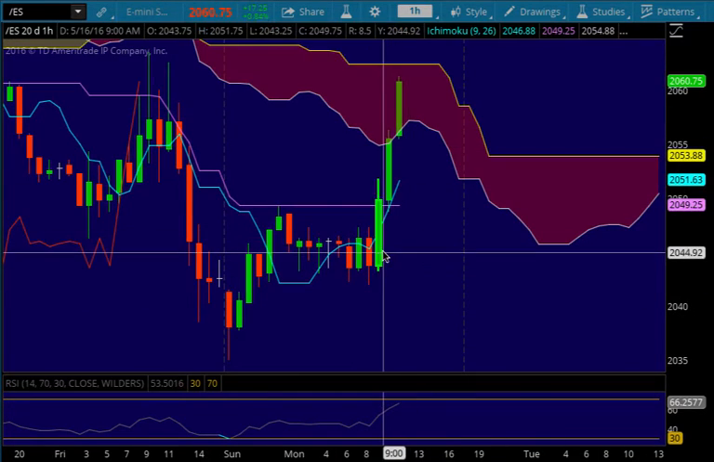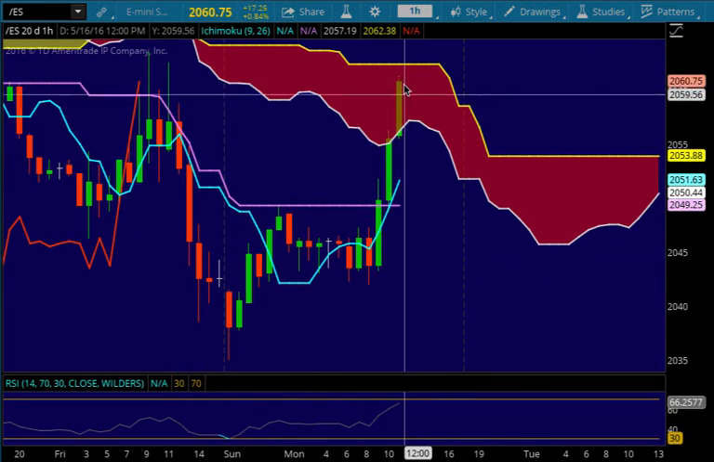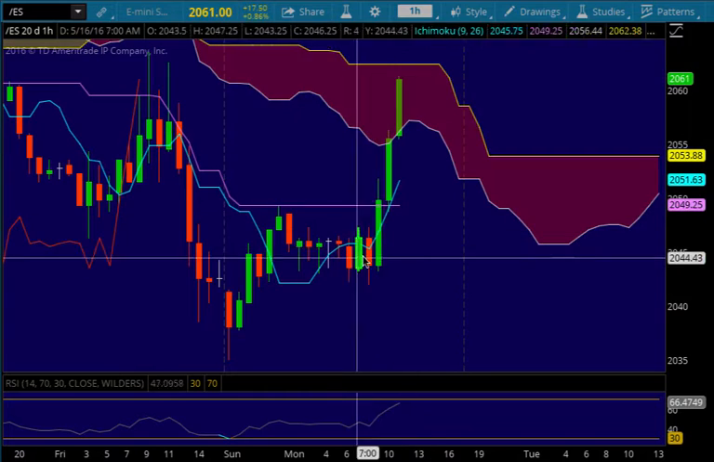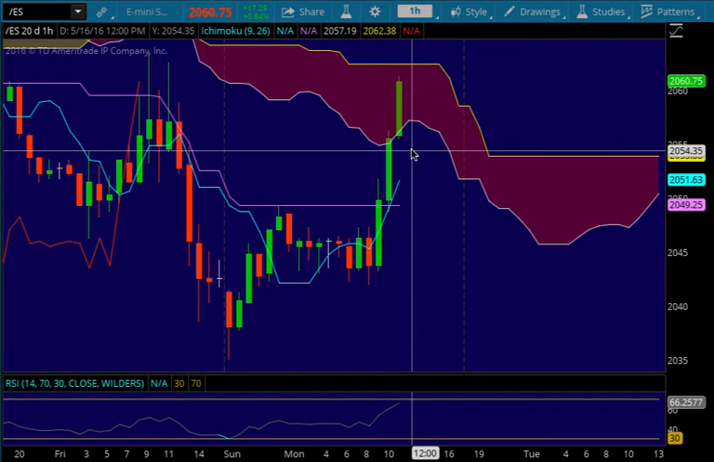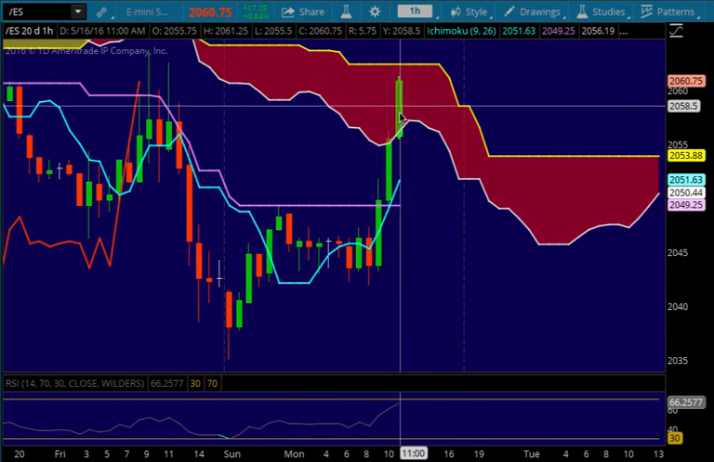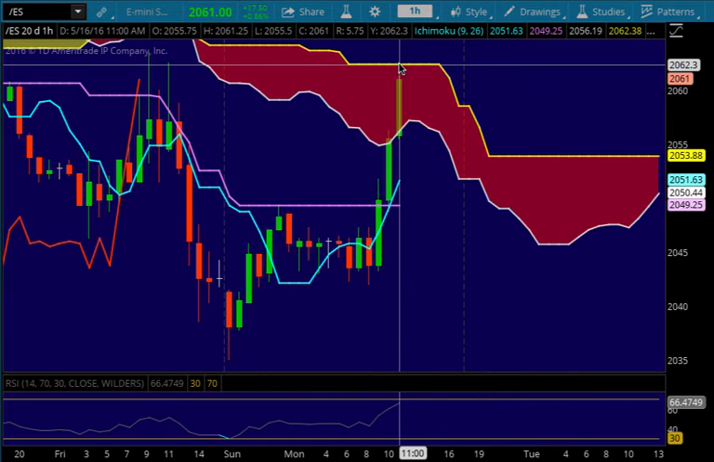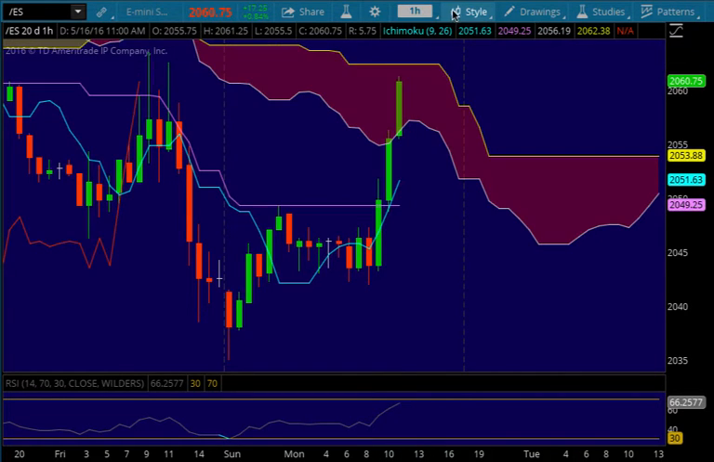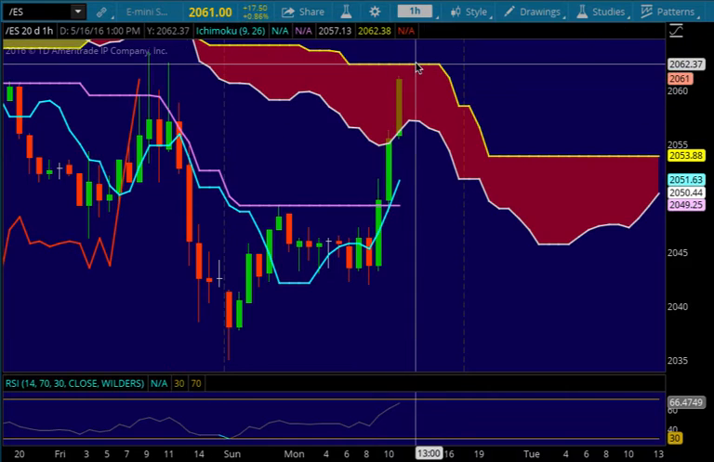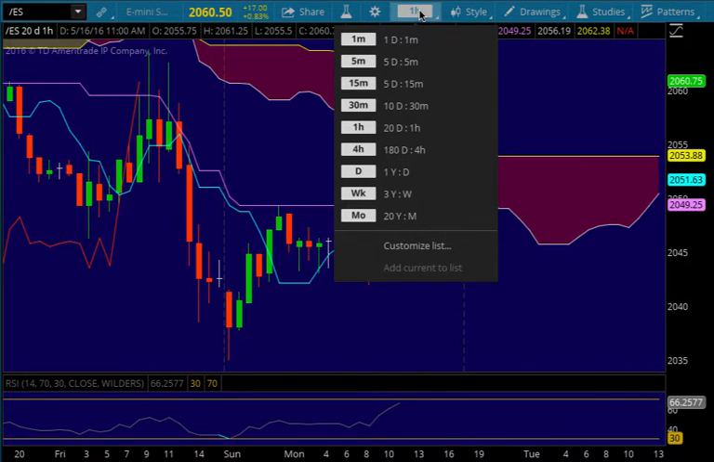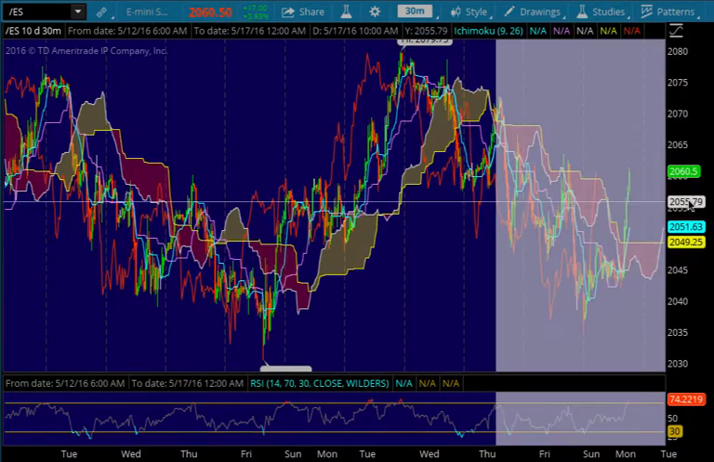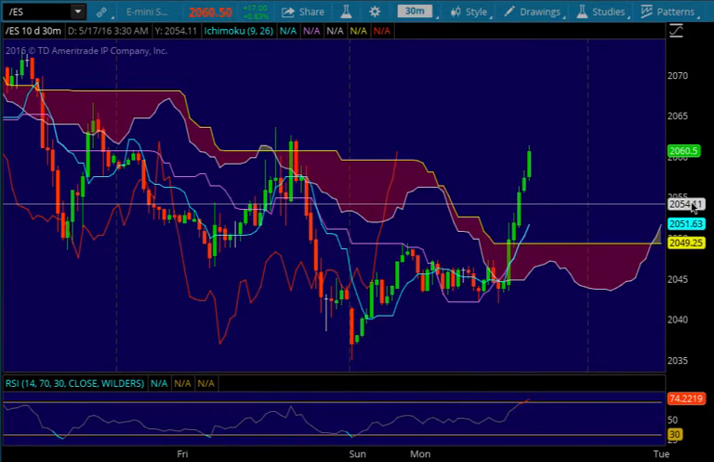Let's look at the hourly chart. The hourly chart, we see that we put in 3 very bullish candles as part of that last 4-hour candle, obviously. And we are inside the cloud, so neutral in Ichimoku terms, and we are heading towards the top of the cloud, which happens to be at that same level, 2062.38. So keep that level in mind as resistance as we're moving forward if you are long. Let's look at the 30-minute chart. The 30-minute chart is fully bullish in Ichimoku terms.